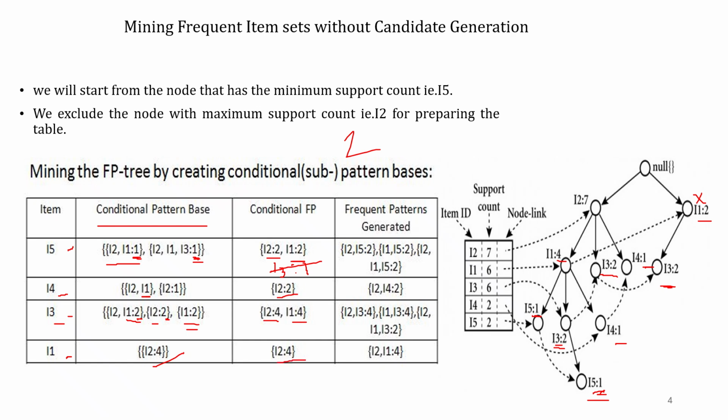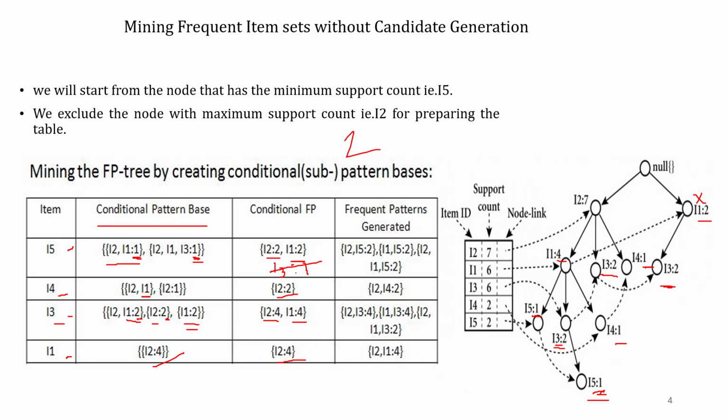So this is how the conditional FP is actually generated. We will be checking the number of occurrences of each and every item. If it is satisfying the minimum support count 2, we will be considering it. If it is less than the minimum support count, we will be eliminating it. Now we have generated the conditional FP, the occurrences of every item here. Now the frequent pattern is generated. This is the important part where we are going to find the frequent pattern.